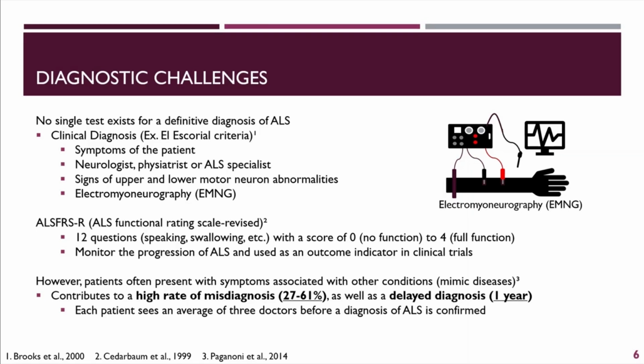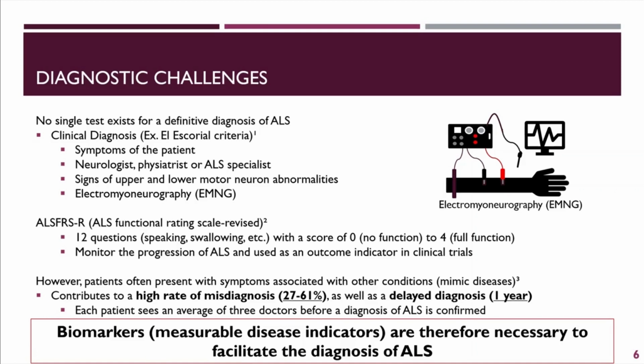It's a very heterogeneous disease. And that's why they often get mistaken for other diagnoses before they ultimately get the right one. In fact, the rate of misdiagnosis is believed to be anywhere from 27 to 61%. And the diagnosis is often delayed by a minimum of 1 year. You're very lucky if you get diagnosed before 1 year. And they'll often have to see up to 3 doctors on average before it's finally confirmed.